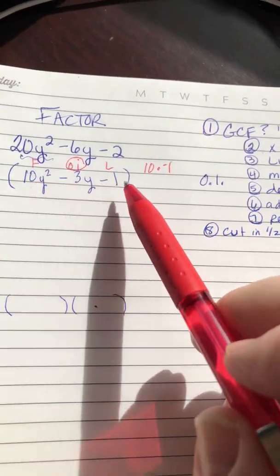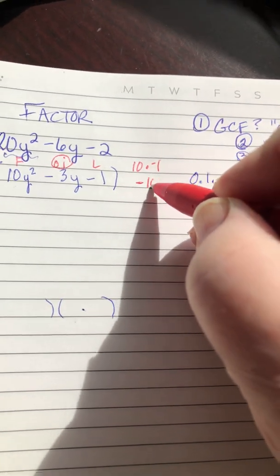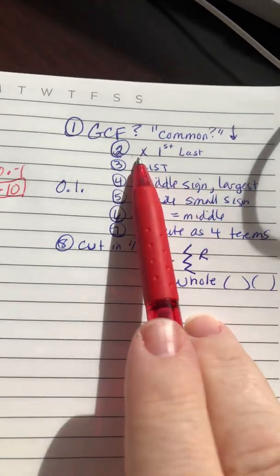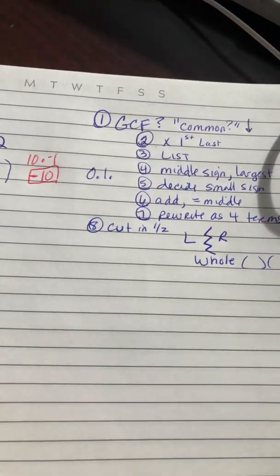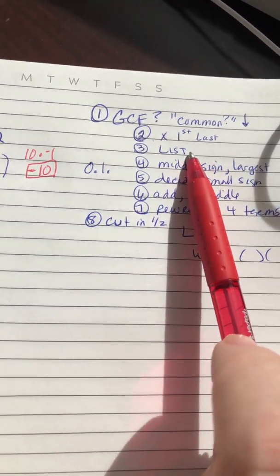That's the first and the last digits. And so the answer is negative 10. So that's the answer to step 2. That wasn't hard, right? Multiply the first and last. No big deal. The next thing we want to do is list the factors of that number.